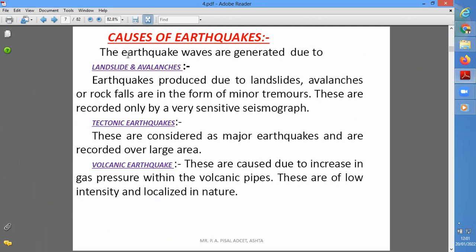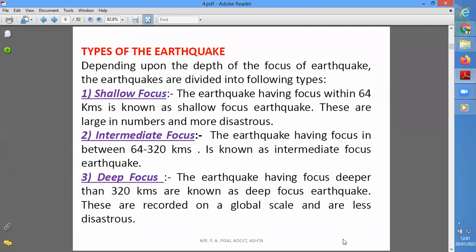Now, the next point that I have to take is the causes of earthquakes, that is, the reason behind the formation of earthquakes. It is not possible to cover this point in this lecture. That's why I will continue it in our upcoming lecture, on Saturday. I will take it then.